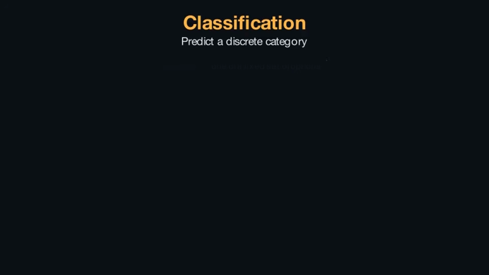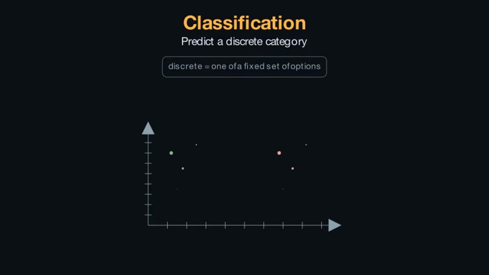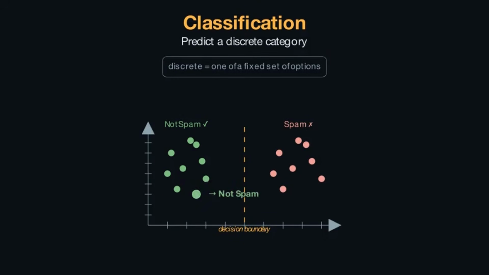The second is classification, where the goal is to predict a discrete category. Discrete means the output is one of a fixed set of options. There's no in between. Either the email is spam or it isn't. Either a tumor is malignant or it's benign. Either the image is a cat, a dog, you get the idea.